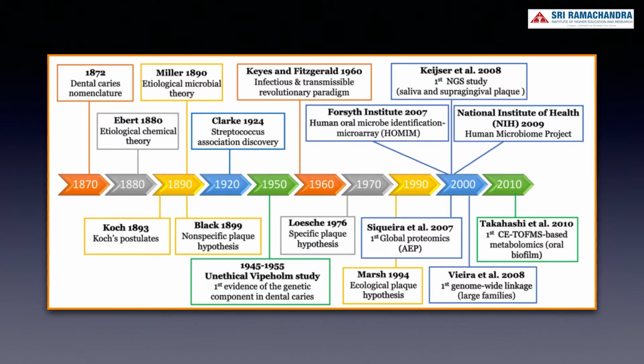Dental caries has a long history, with its nomenclature proposed in 1872 to a range of other hypotheses that have been published, from the acidogenic theory by Miller to the specific, non-specific, ecological-like hypothesis, to a point for the first identification of the human oral microbiome in 2007.